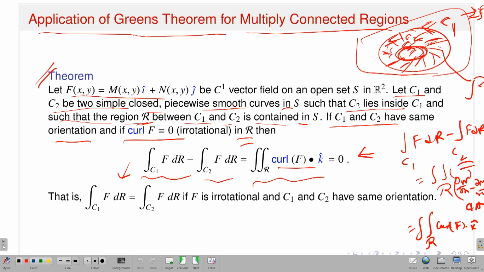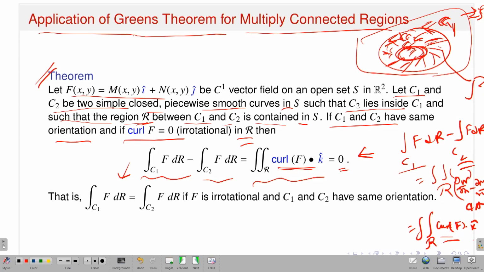My bigger one is C1. This is the bigger simple closed contour whose interior contains my simple closed contour C2. So integration over C1 minus integration over C2 is exactly equal to the double integral over R of curl of F dot k cap, right? That's correct. But I started with my vector field being irrotational, so curl of F is 0. So this integrand is 0, so it will give you 0.